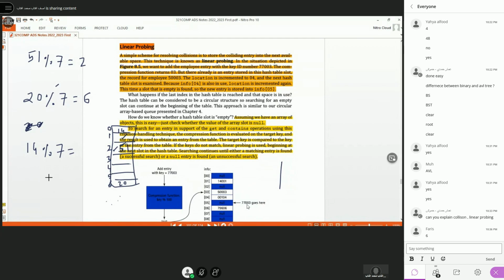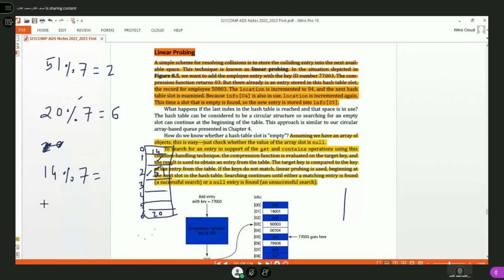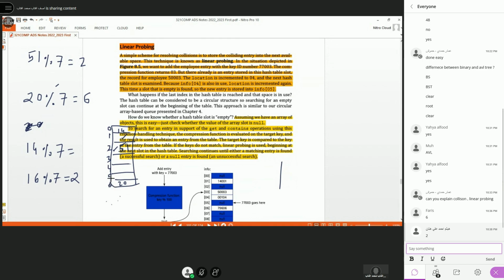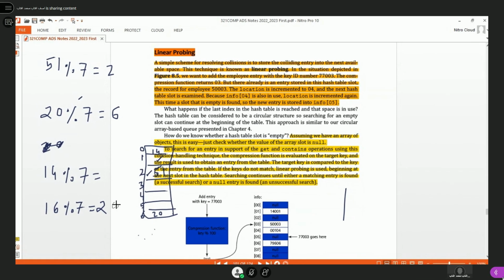Now suppose there is a number, for example 16. 16 modulo 7, how much? It is 2. And 2 is a collision because here is already one number there. So what you do, you go to the next number. So you will write here 2 plus 1.